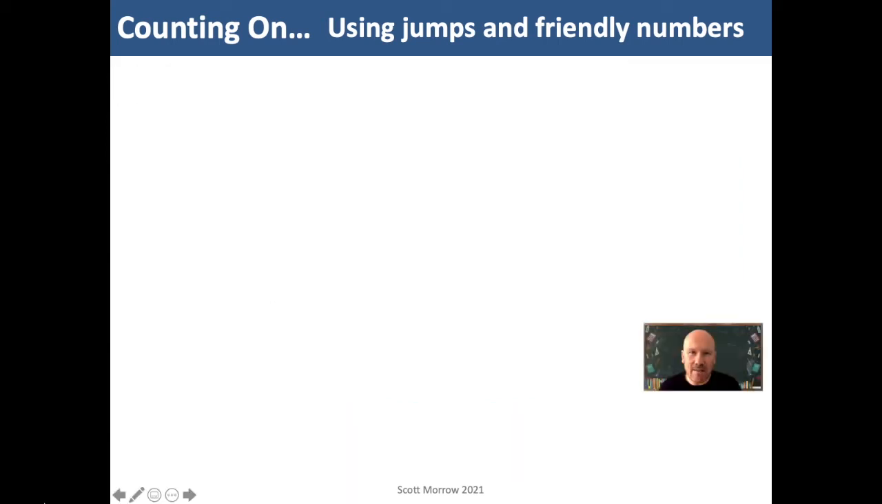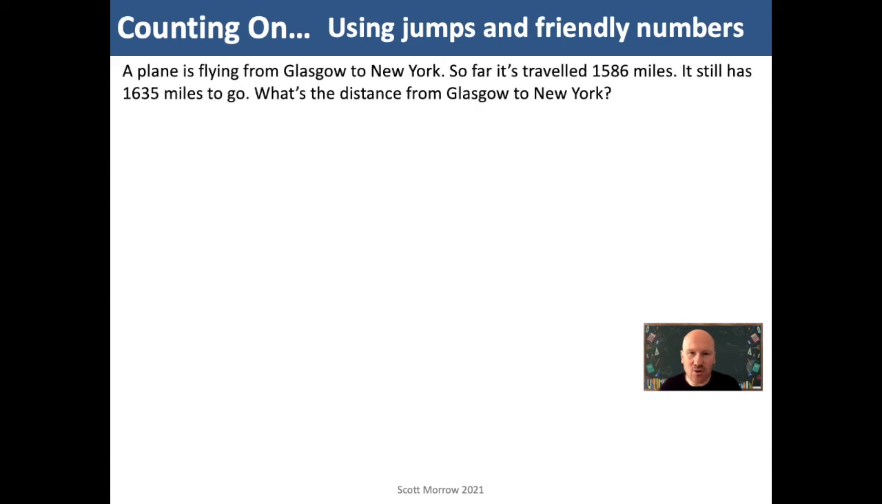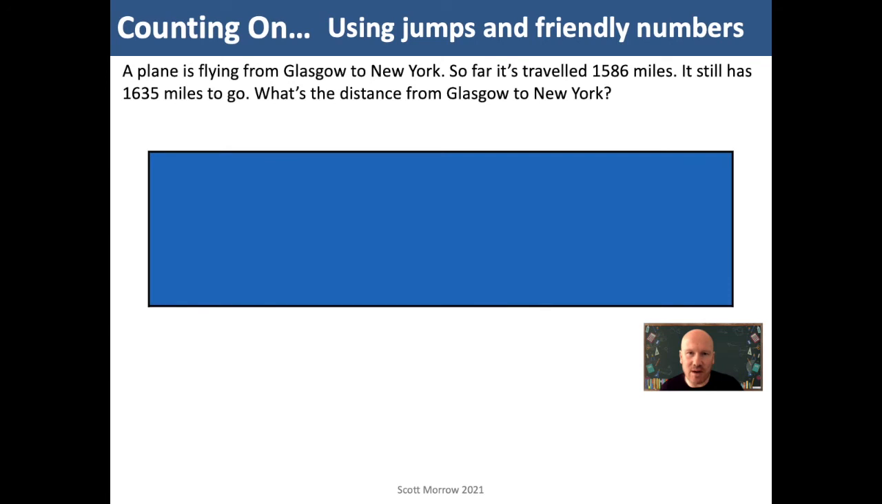Let's have a look at an example using much larger values. A plane is flying from Glasgow to New York. So far it's travelled 1,586 miles. It still has 1,635 miles to go. What's the distance from Glasgow to New York? Once again, let's analyse using a bar model.